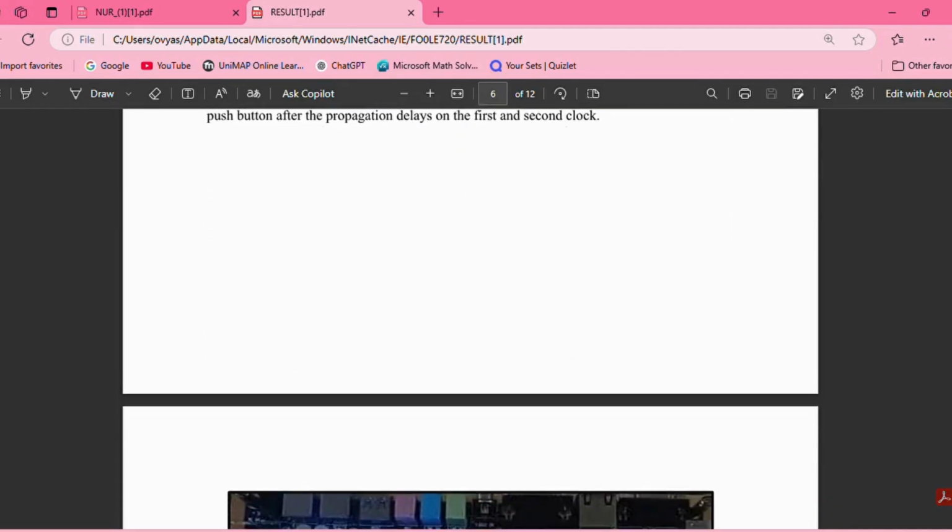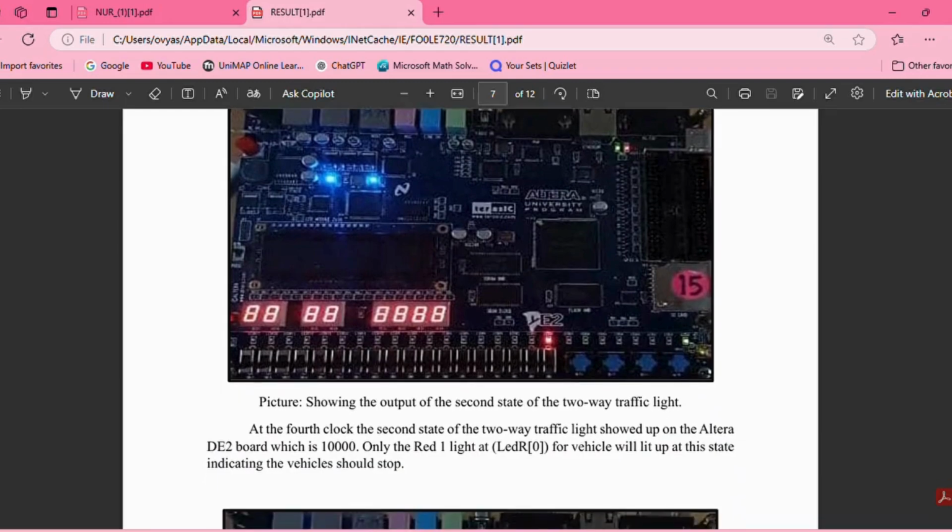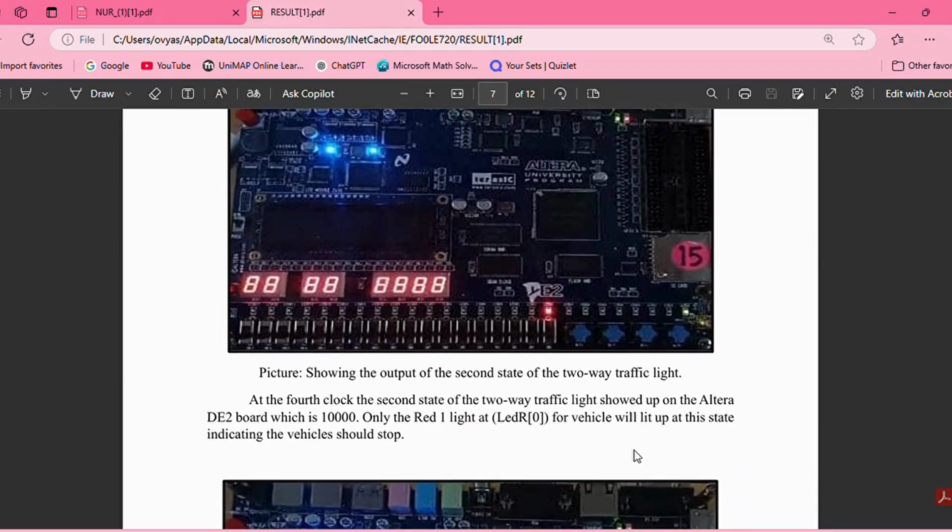Next, this picture shows the output of the second state of the two-way traffic light that mainly focuses on the student safe walk path. At the fourth clock, or at the fourth press of the push button, the second state of the two-way traffic light showed up on the Altera DE2 board, which is 10000. Only the red 1 light at LED R0 for vehicle will light up at this state, indicating the vehicles should stop.